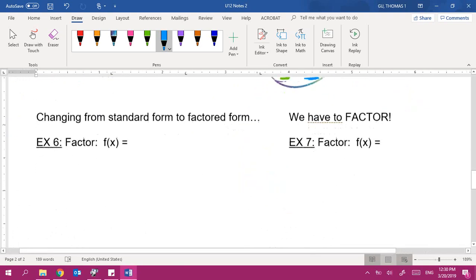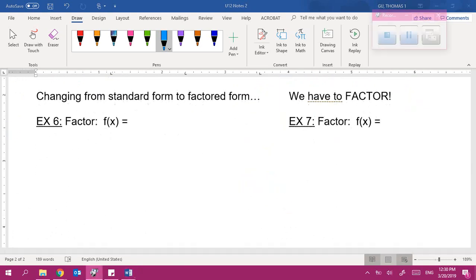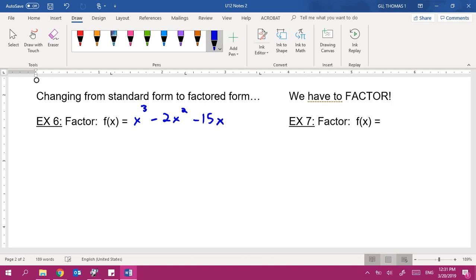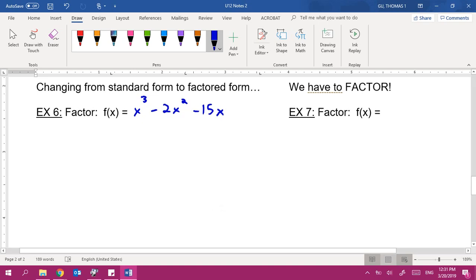So here we go. Lastly then, changing from standard form to factored form. Or in other words, we're just factoring. So this is definitely a review, but something that we always could use more practice with. All right, so write this example down. X cubed minus 2x squared minus 15x. So we need to change this standard form into factored form.